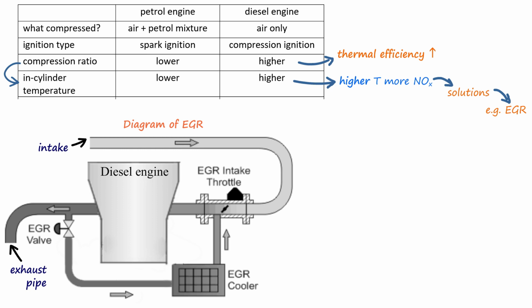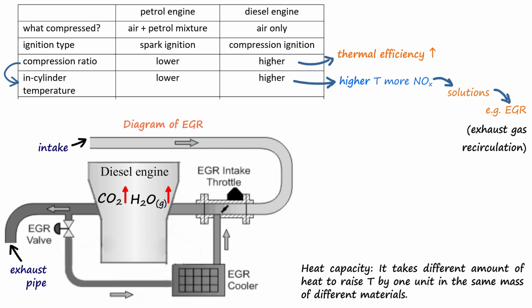Take for instance EGR. EGR stands for exhaust gas recirculation. The idea is that part of the exhaust that leaves the engine is directed back to the engine. Why does this reduce nitrogen oxides? Well, now the air in the engine is enriched with the products of combustion, like carbon dioxide and water vapor, and both of them have high heat capacity.